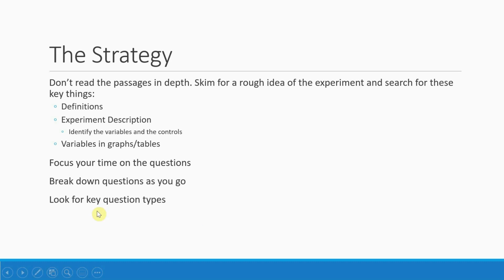And we're going to look out for some key question types. Those can be identified actually by what form the answers take. I'm going to cover that and how to break down the various types of graphs in my next video.